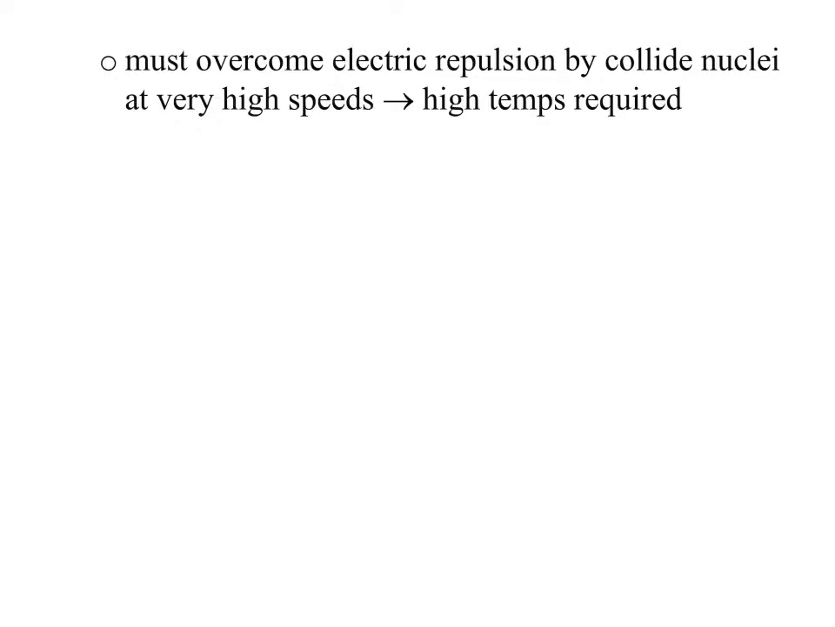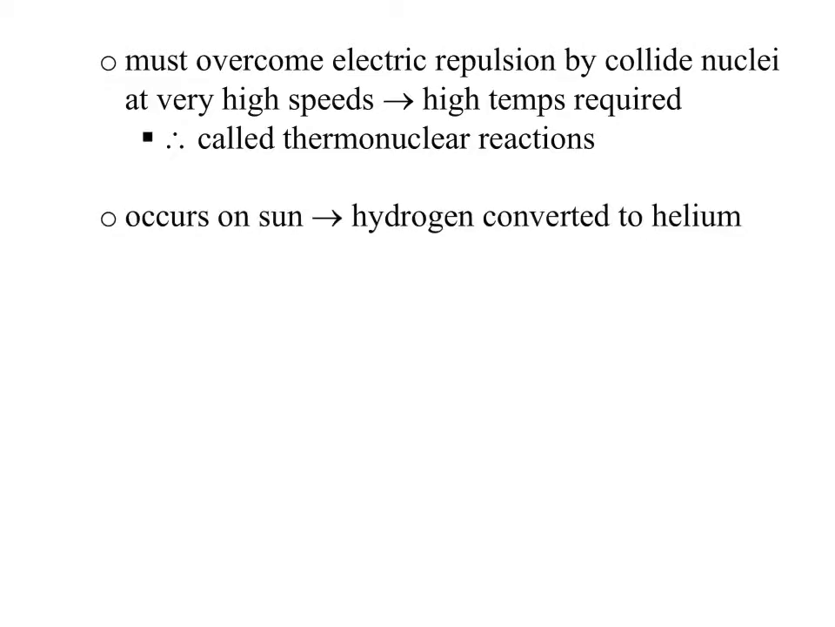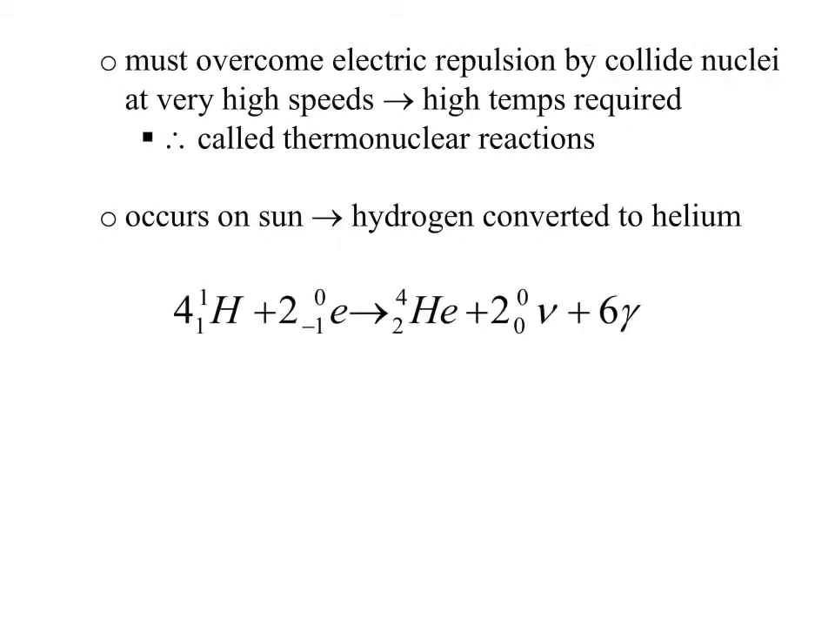But of course, the reason it takes so much energy to make nuclear fusion happen is because you have to overcome the electric repulsion by colliding nuclei at super high speeds and really high temperatures. These are called thermonuclear reactions. And so it's really difficult for us to create an atmosphere like the sun that's so hot that's going to help this happen. Okay, so here's actually what's going on in the sun.